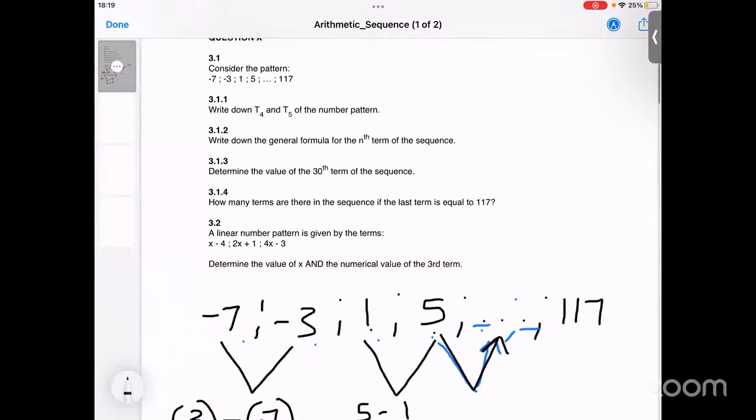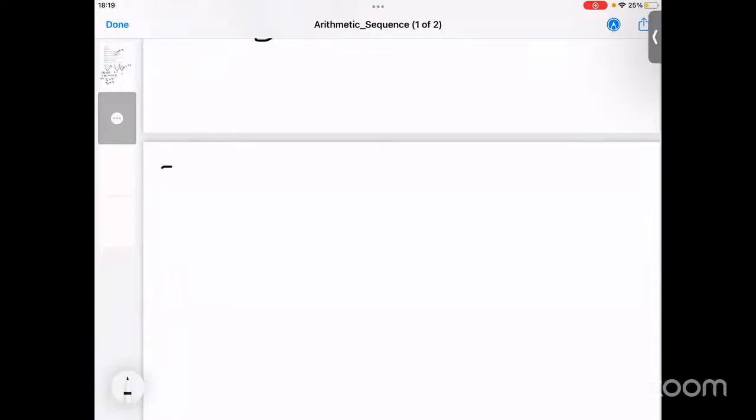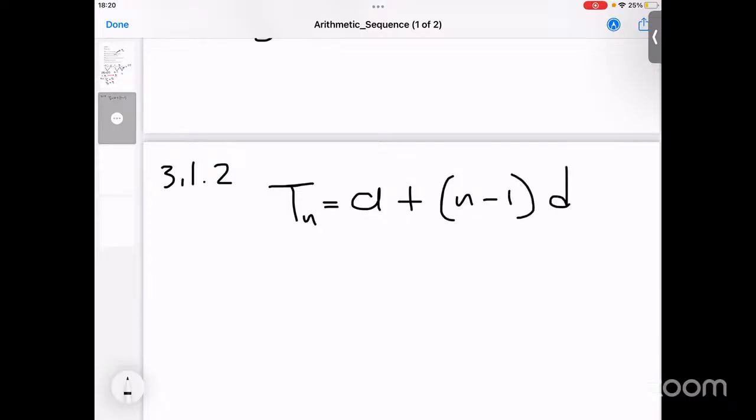3.1.1. Now let's jump on to the second one, where they want you to write down the general formula for the nth term of the sequence. This is where, the moment they say the nth term, it is actually that Tn that they want you to calculate. It shouldn't be complicated because in 3.1.2, you firstly start by writing the formula. Obviously, Tn is what you're looking for.